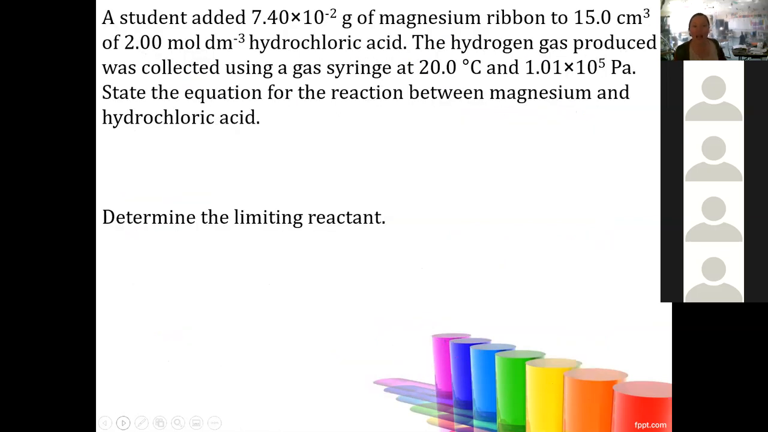So here we have 7.40 times 10 to the minus 2 grams of magnesium and 15 cubic centimeters of 2 moles per cubic decimeter hydrochloric acid. Hydrogen gas produced was collected in a gas syringe. State the equation. We're going to start with state the equation. What are we going to do?